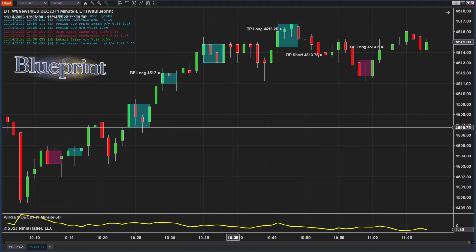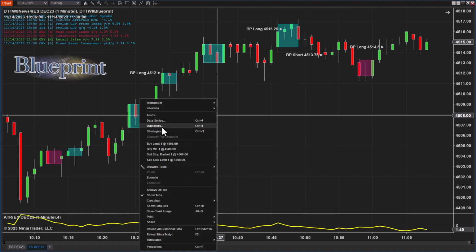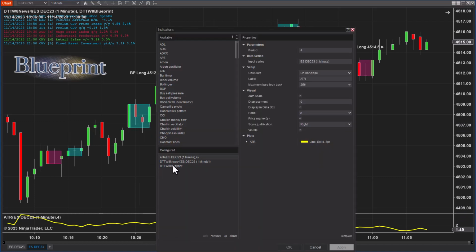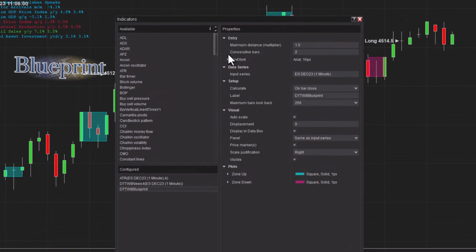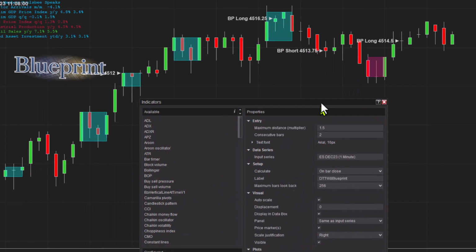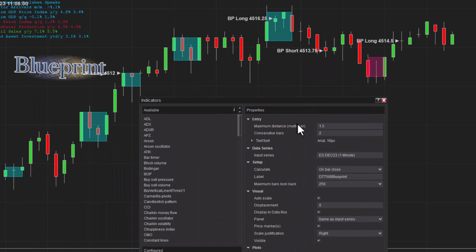Now the back end of the Blueprint, let me just show you here, is looking at a breakout from these shaded areas of red and blue. The important part of the Blueprint is that we can dictate the multiplier. How far away is the entry going to occur? If it's too far away, it doesn't make sense. That means the move is typically over. If we're entering too close, it may be a false breakout.